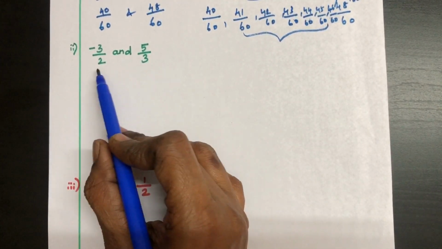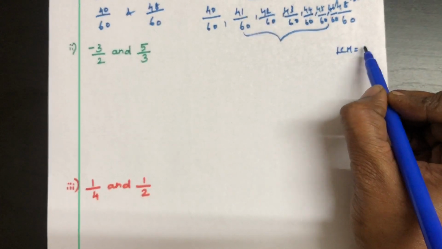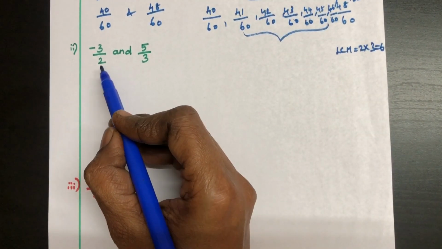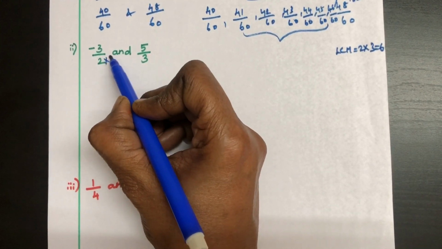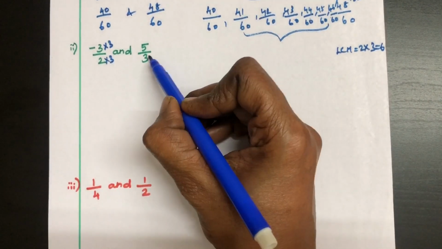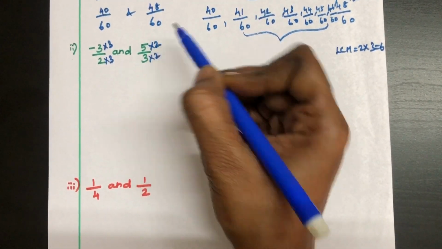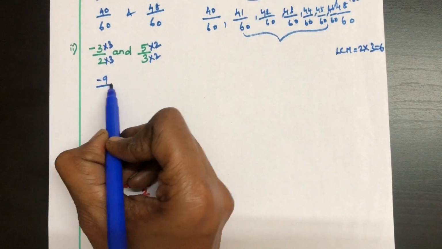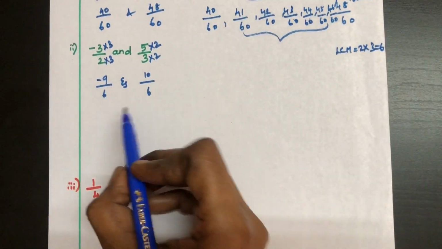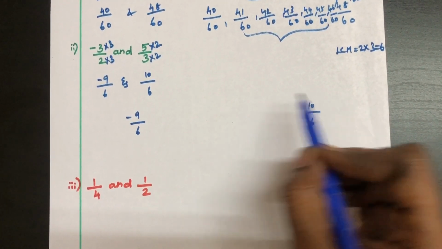What is the LCM? Denominators are different. So LCM is, just carefully listen here, 2 into 3 which is equal to 6. So make the denominator 6. For that what we need to do? We need to multiply it with 3. Whatever you are doing, you need to do in the numerator also. Here to make it 6, multiply it with 2 into 2, right? So minus 9 divided by 6 and 10 divided by 6. So we will have minus 9 by 6 and 10 by 6.